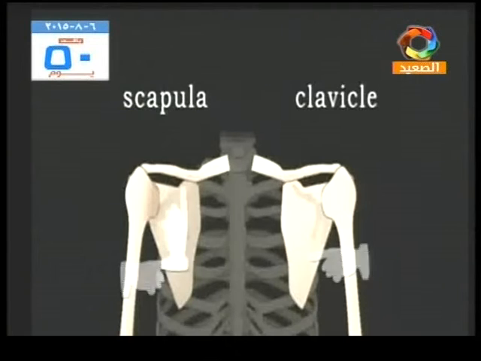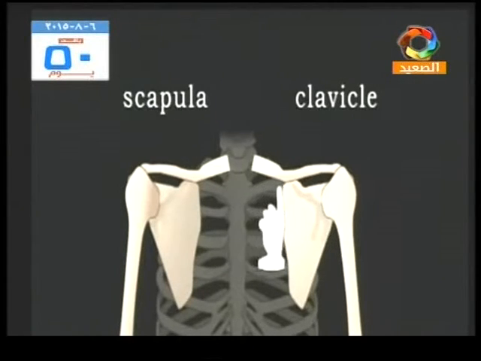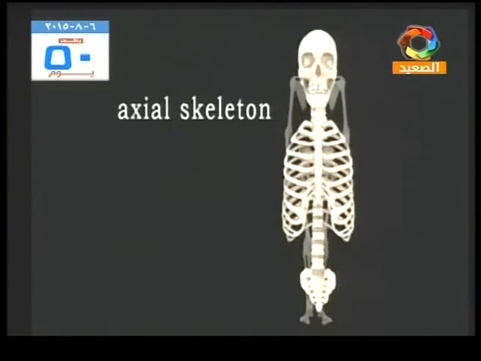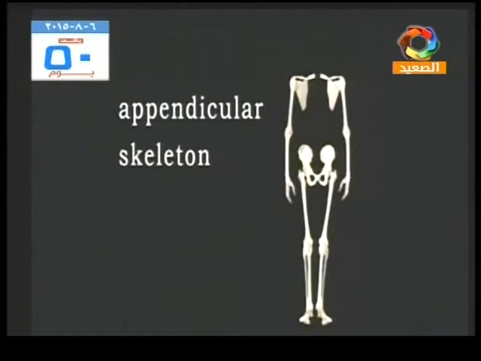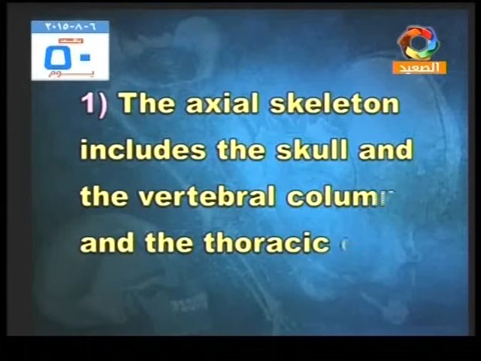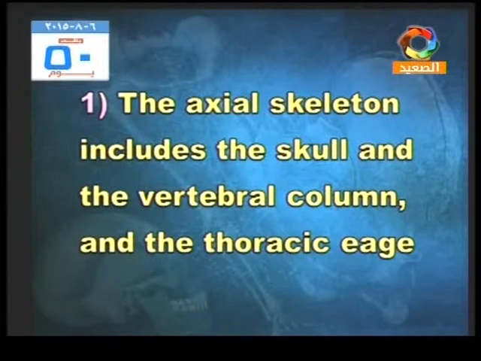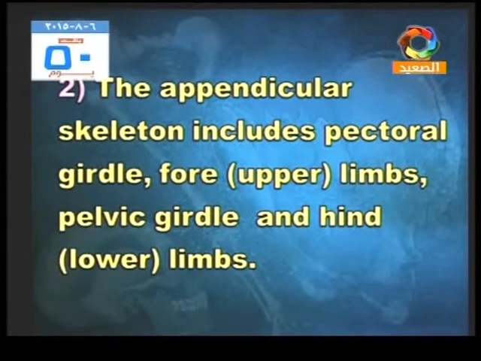The skeleton can be divided into number 1, axial skeleton, and number 2, appendicular skeleton. The axial skeleton includes the skull, the vertebral column and the thoracic cage. The appendicular skeleton includes the pectoral girdle for the upper limb and the pelvic girdle for the hind limbs.